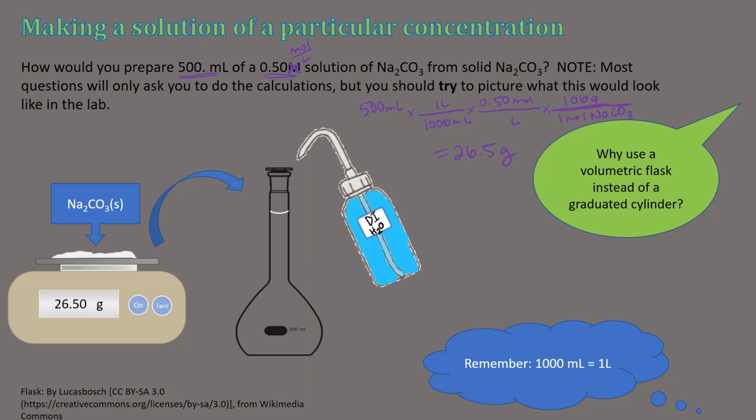So we would weigh out 26.5 grams of the solid sodium carbonate here, and then we would put it into this volumetric flask, right? So it would go down into the bottom of this volumetric flask, and then we would fill it up to the line, right, to the 500 milliliter line with deionized water. And then make sure it all gets dissolved, and then that solution would have a concentration of 0.5 molar, right?